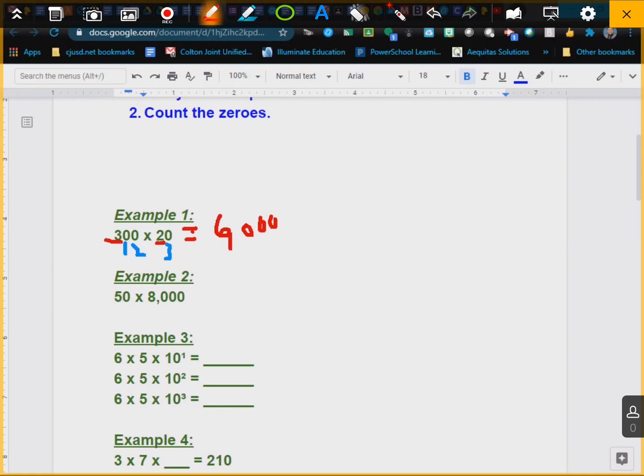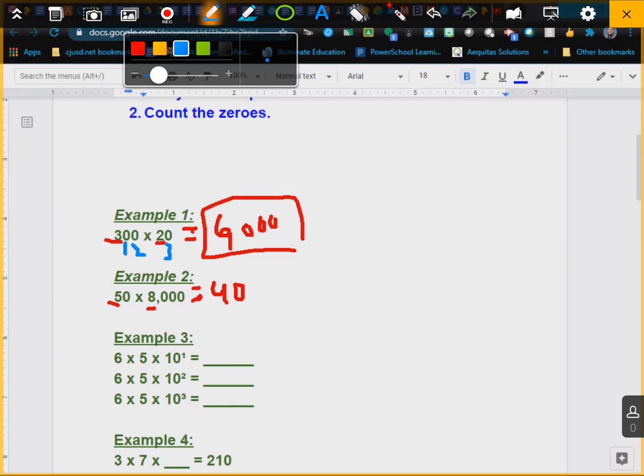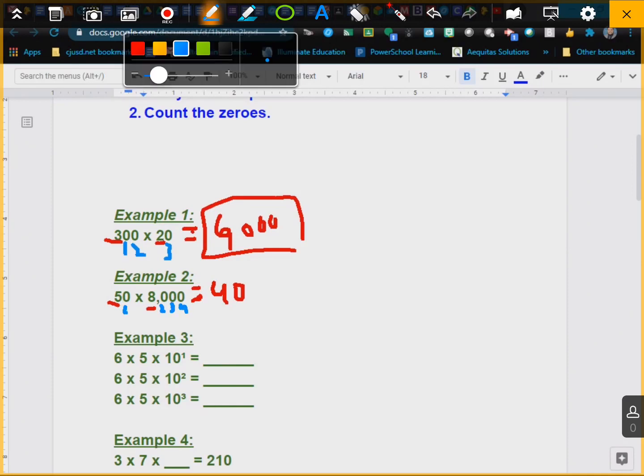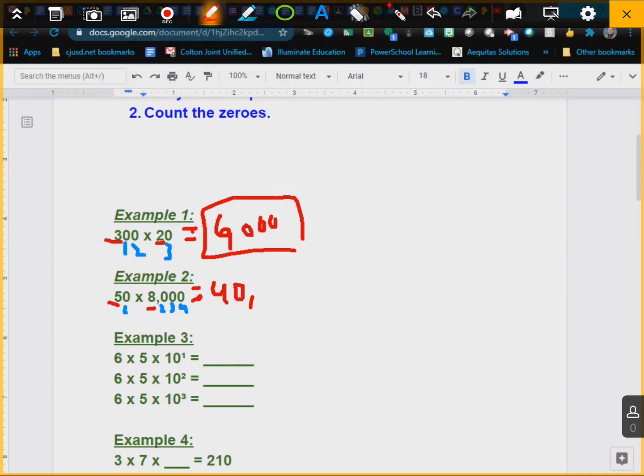Right? So you look at the whole numbers, 3 times 2, which is 6, and you count the zeros. I have 3 zeros here, so I need to have 3 zeros in my final answer. Alright? For example 2, it's the same thing. 5 times 8 equals 40. Right? And then how many zeros do I have here? Well, let's count. 1, 2, 3, 4. So I need to have 4 zeros.